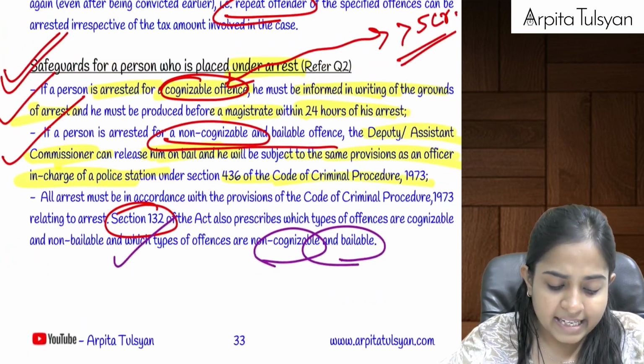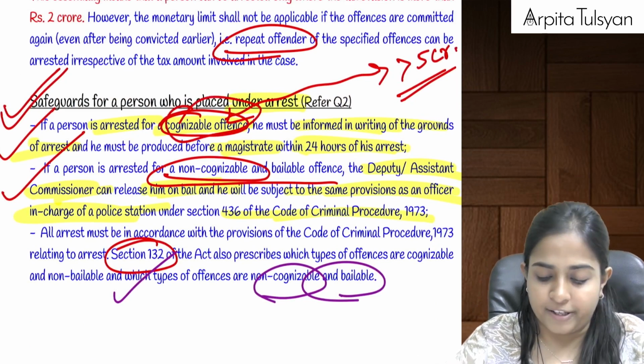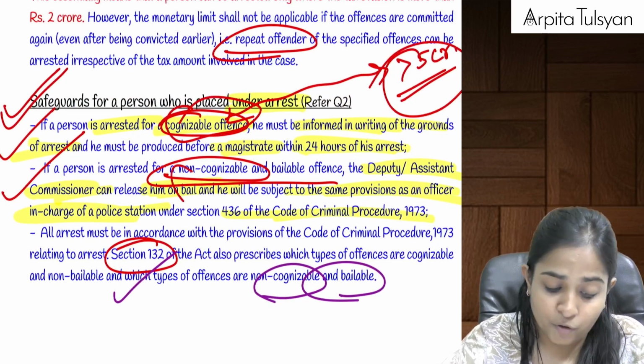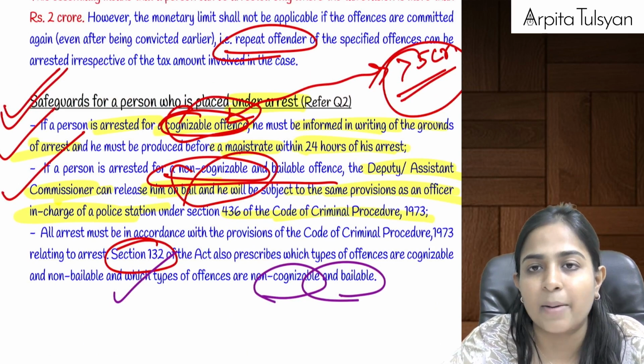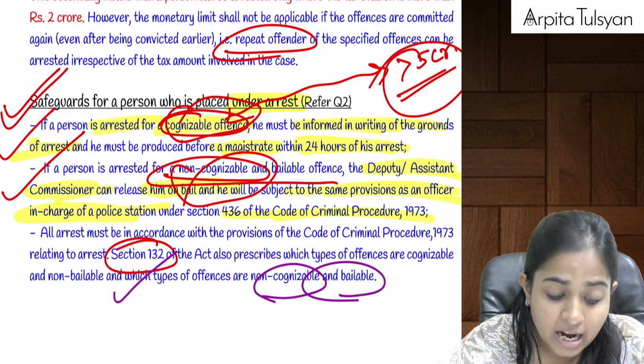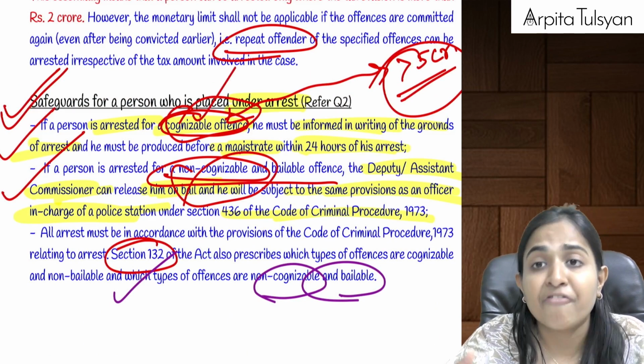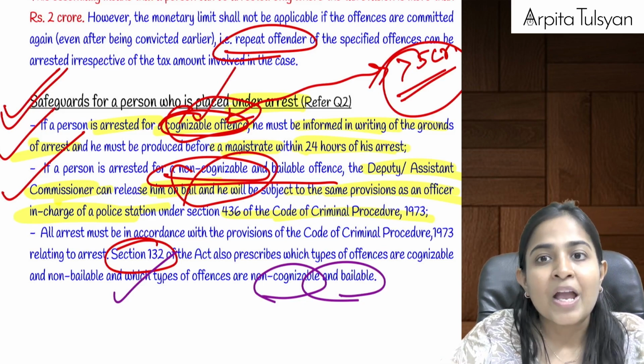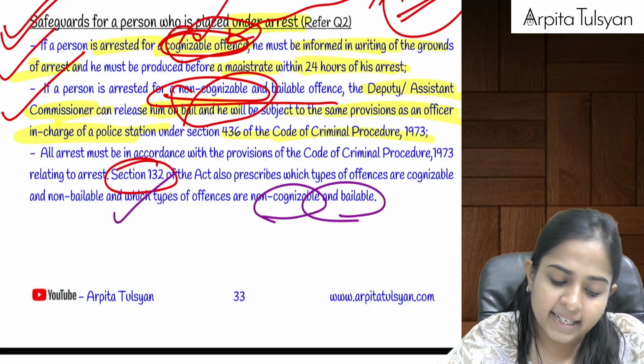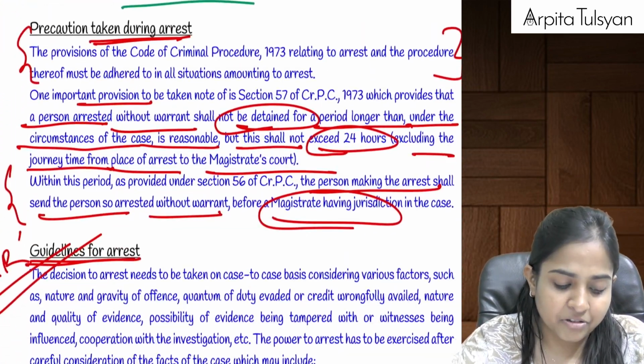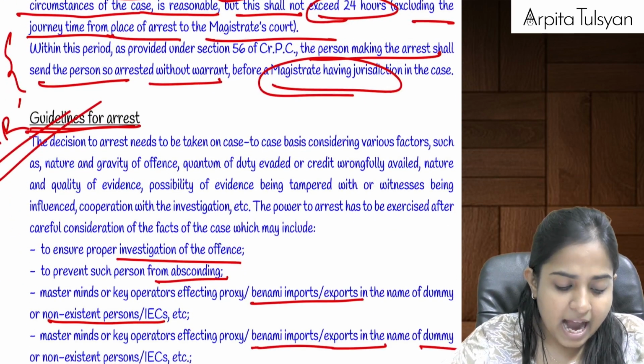Yes. In case of a non-cognizable offence, bail can be granted by the deputy commissioner or by the assistant commissioner. In case of a cognizable offence, if at all bail is to be granted, then that will be decided by the magistrate itself. Are you clear with this?